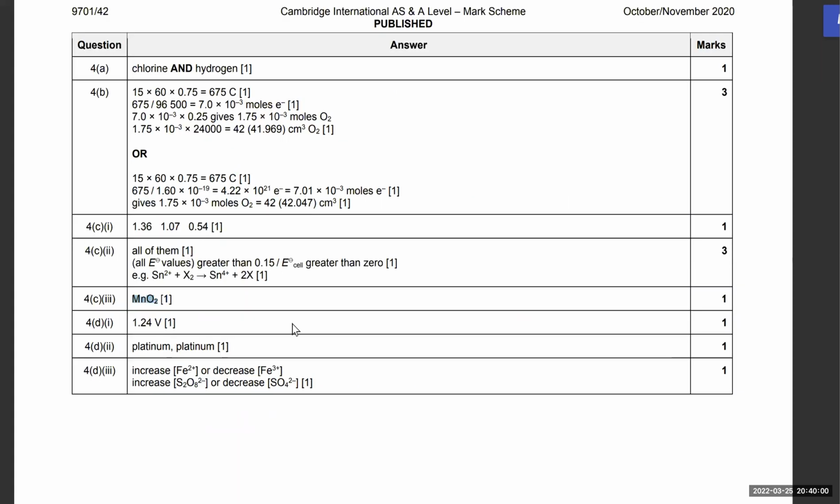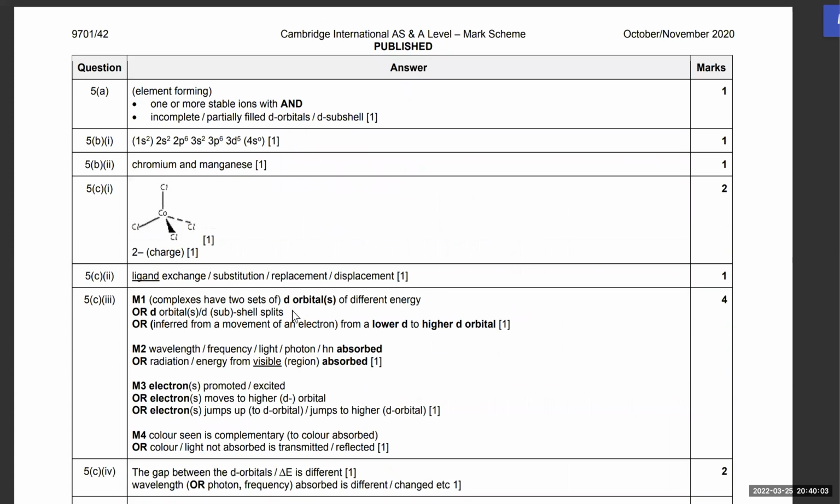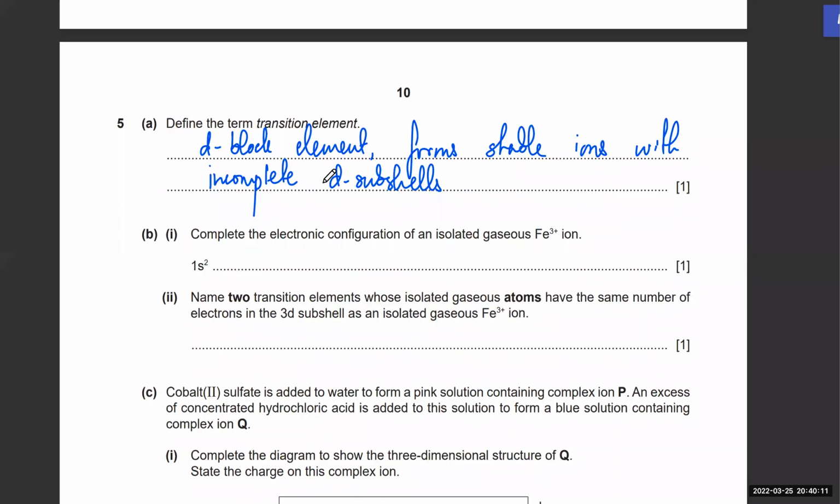Let me also. So it forms stable ions with incomplete or partially filled d subshell. So anyways, complete the electronic configuration of an isolated gaseous Fe3 plus.